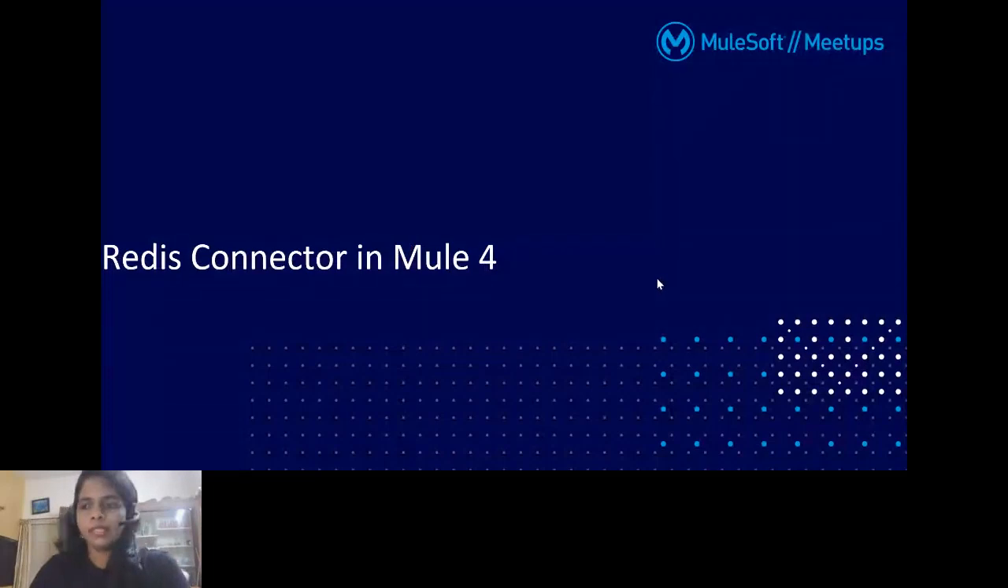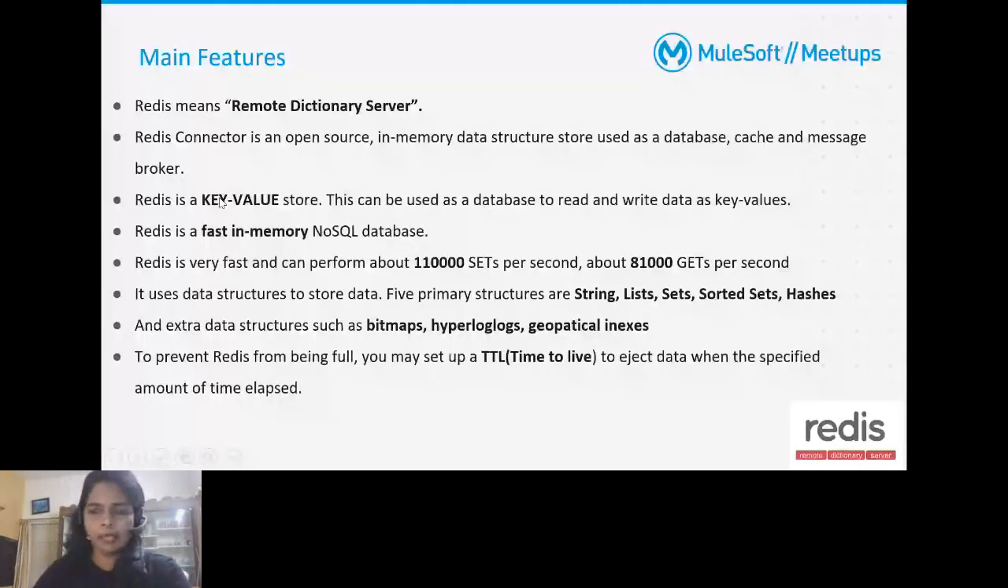Let's move on to Redis connector. So Redis means remote dictionary server. Redis is open source software, an in-memory data structure store. It will store all the data in memory. It will not store in the disk. So we can use it as a database, cache, and message broker. It is very fast actually, very fast when compared to object store, because it stores the data in memory instead of disk.